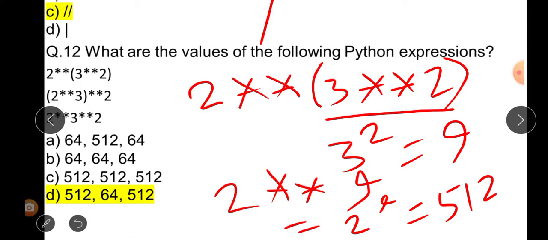Now as you can see in the different options, only C and D contain the first value 512. So either C is true or D will be true. So let us check the second value.